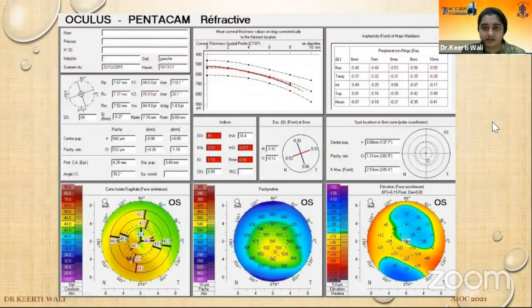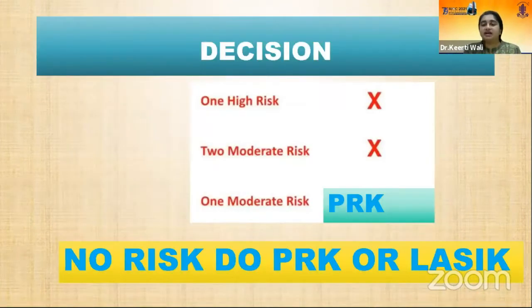This is how the Pentagram report shows us the indices. In this report, you can clearly see they are marked by red. So you don't have to remember those values, but the color coding itself will give us a red flag in your mind. When we are deciding for a keratorefractive procedure, even if there is one high risk or two moderate risks, it's not a good case for keratorefractive procedures. We can consider the lenticular procedures. Or if there is one moderate risk, we can do a PRK, no flap-based procedures. If there are no risks, then we can decide on PRK or LASIK depending on many other things.